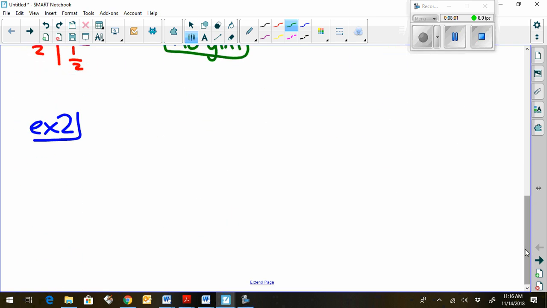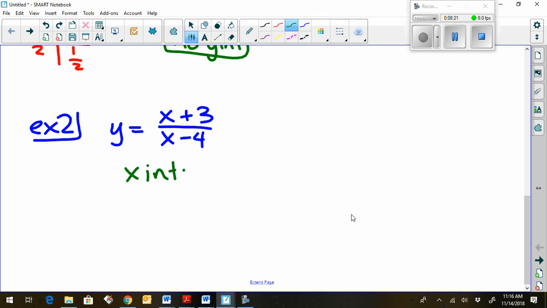So let's try another one. Example 2. If I have y equals x plus 3 over x minus 4. All right, we're going to go through all of these steps again. So your job in class, for our next class, will be to do all of these: the x-intercept, the y-intercept, and the vertical asymptote. So x-intercept, we'll start the same way.